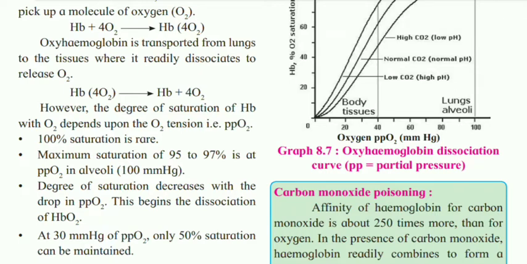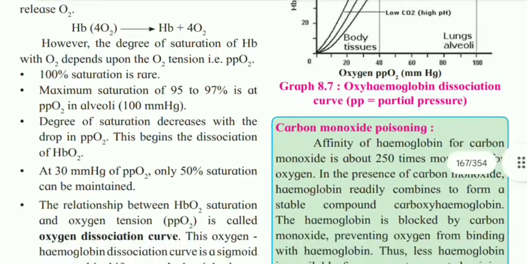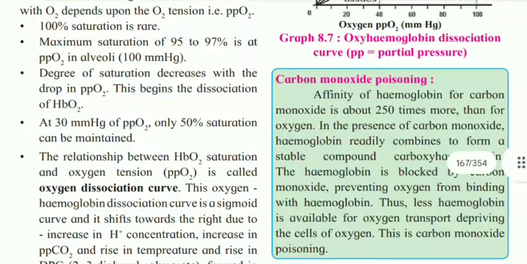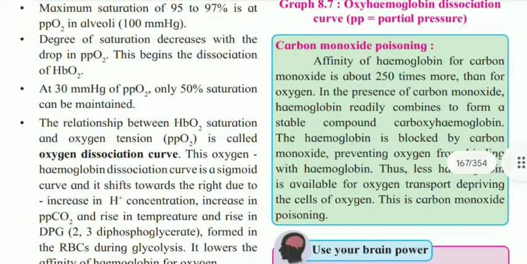Partial pressure of O2. This begins the dissociation of HbO2. At 30 mmHg of PO2, only 50% saturation can be maintained. The relationship between HbO2 saturation and oxygen tension is called the oxygen dissociation curve. This oxygen hemoglobin dissociation curve is a sigmoid curve, and it shifts toward the right due to increase in H+ concentration, increase in PCO2, rise in temperature and rise in DPG.